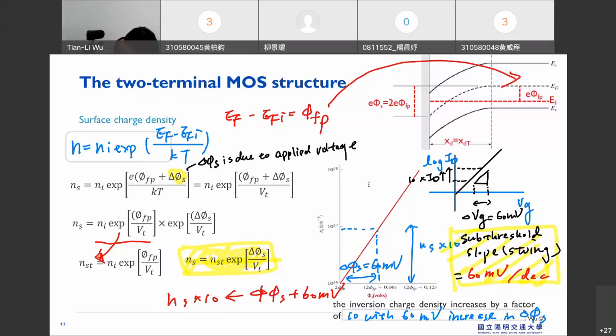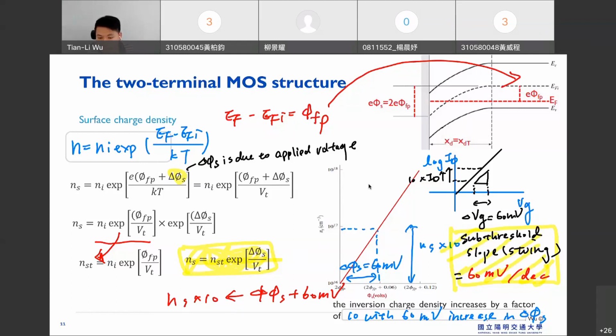Yes, I think this, in the textbook, figure 9.13, should be in the case of phi m larger than phi s. Oh, okay, thank you. Okay, so anyone else have a question?